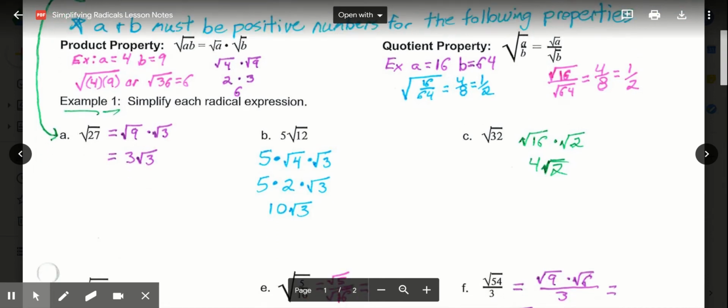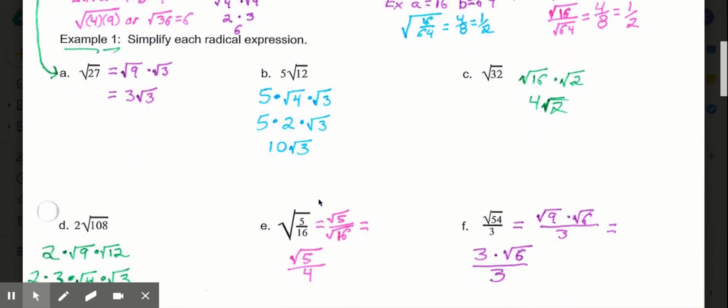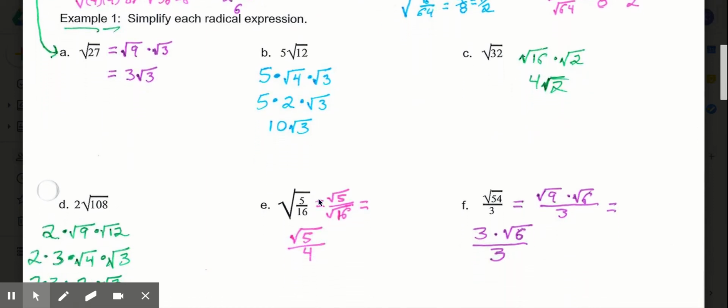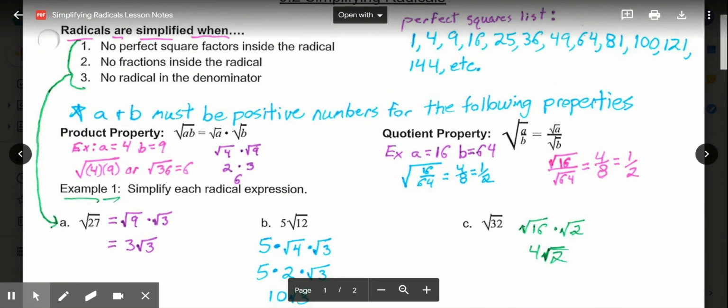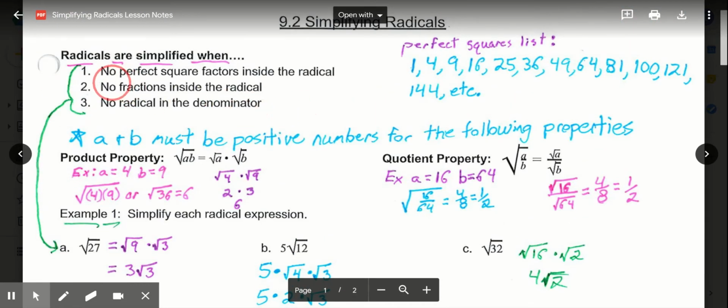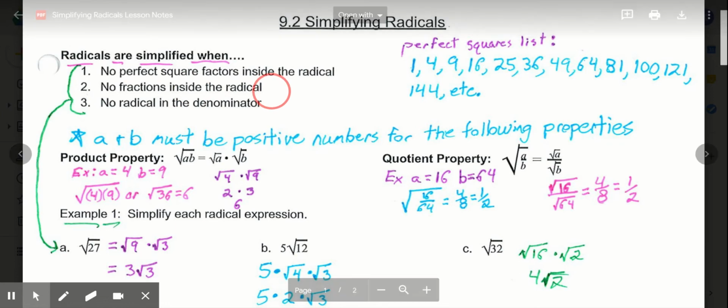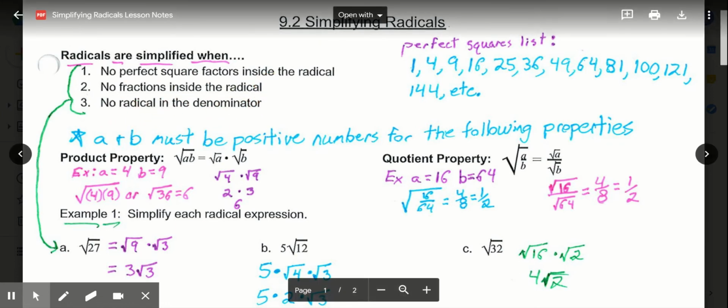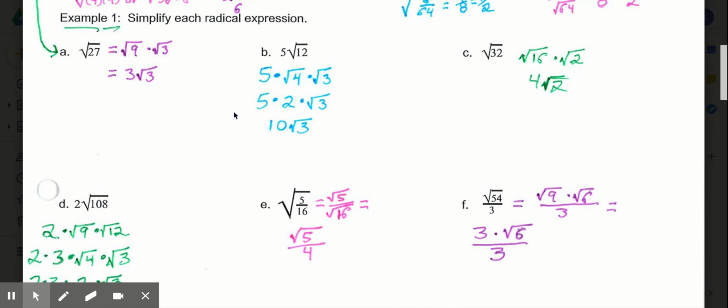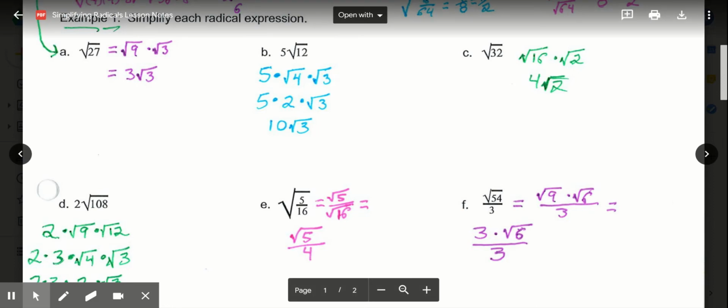So, example 1 asks us to simplify each radical expression. For each one of these, we're going to check these three criteria: checking for perfect squares, checking for no fractions inside radicals, and no radical in the denominator. In A, we just have the square root of 27. What I want to think about is, is 27 a perfect square? No, it's not. But can 27 be split into factors that include a perfect square? Yes, it can.